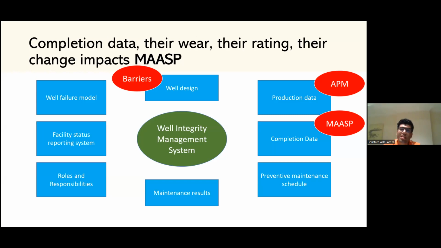Completion data governs the calculation of the MASP, the maximum allowable annular surface pressure, which is the pressure that, if you reach it, you would risk the weakest point in your completion, in your barrier.